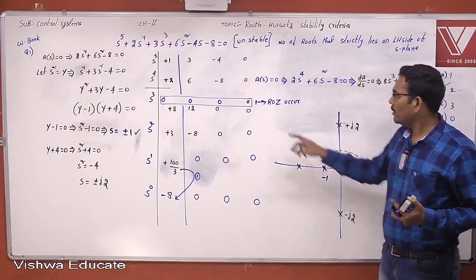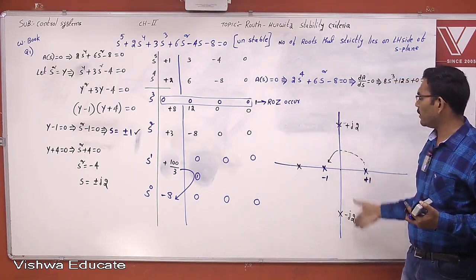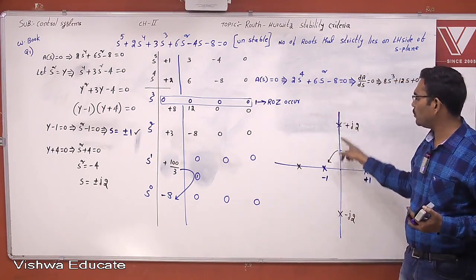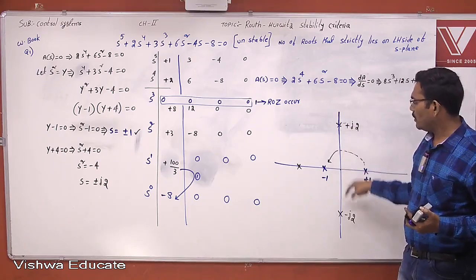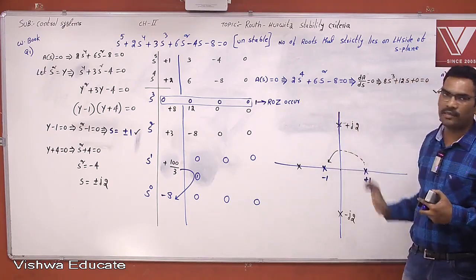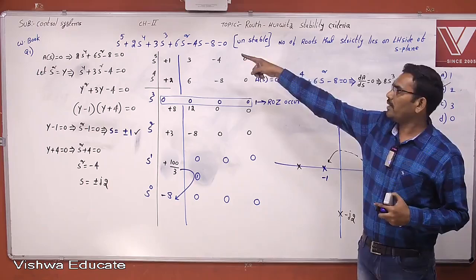Next, now one row of zeros. One row of zeros means definitely a symmetrical pole with respect to origin. With respect to origin, how many symmetrical poles? One row of zeros means one symmetrical pole with respect to origin. Now 1, 2, 3, 4. Four is completed. Out of 5, 4 is completed.